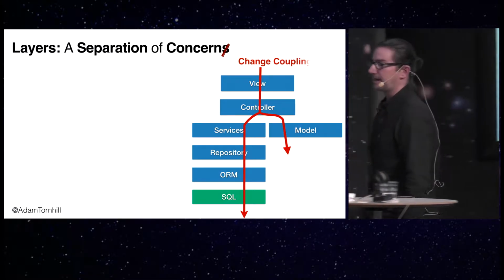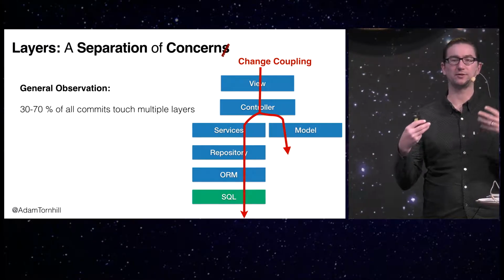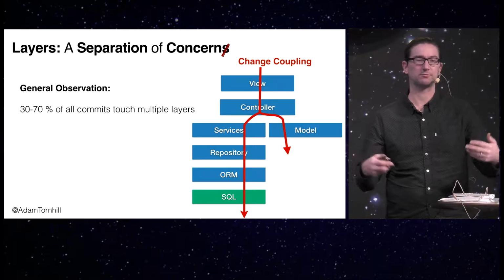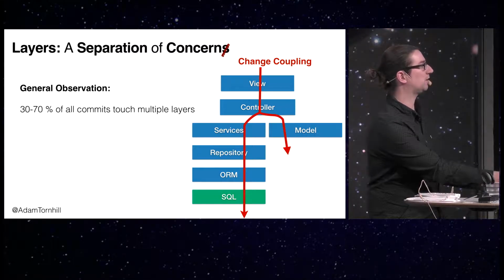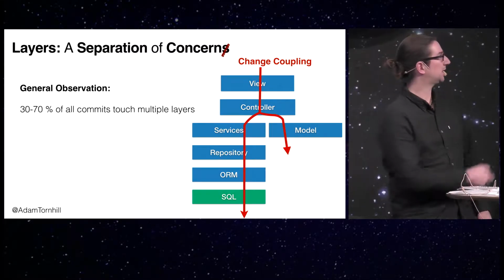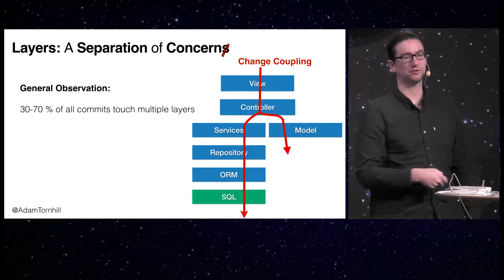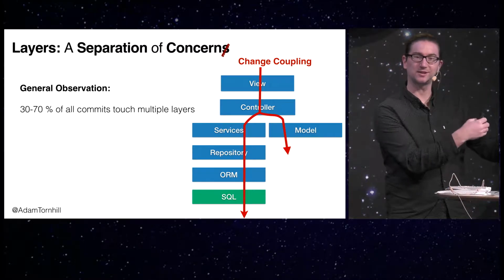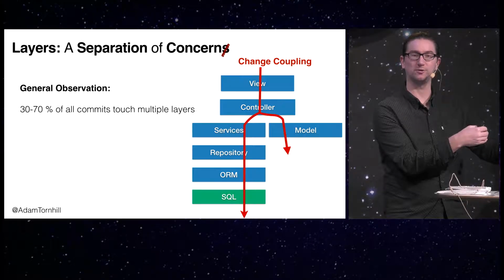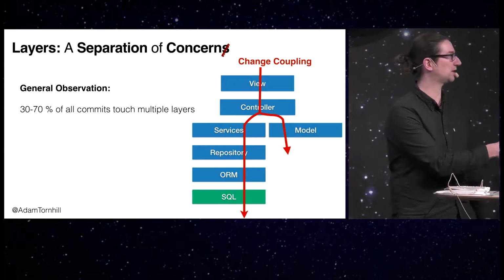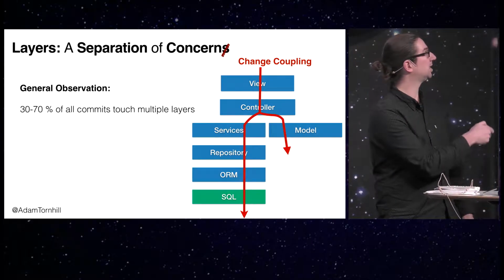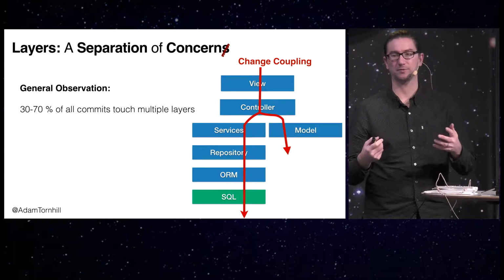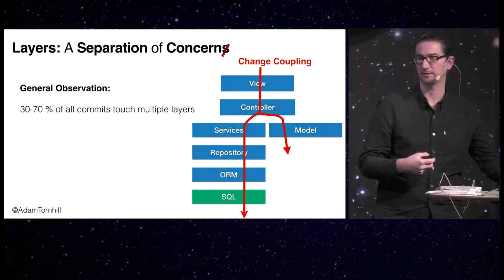In fact, I have found that somewhere between 30 to 70% of all commits that we do ripple across the whole architectural stack. And that lower number, that's for systems that are in a stable maintenance phase. So most of the changes you do are bug fixes, which tend to be local and maybe just touch one layer. And this higher number are for systems that are under active feature development.